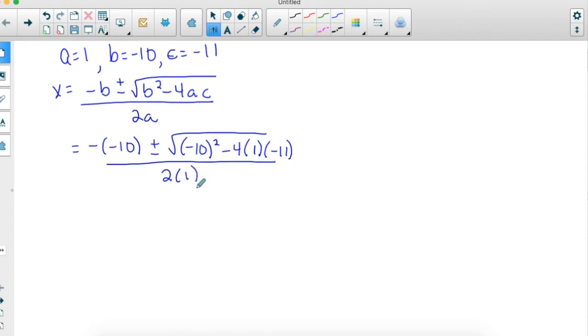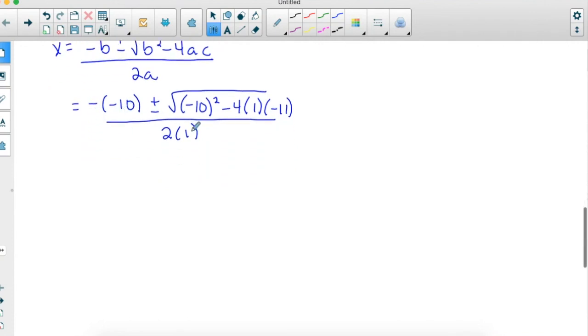Okay, let's simplify this. A negative times negative 10 is positive 10. So we have 10 plus or minus. Now inside the square root, we have negative 10 times negative 10, which is 100. And then here we're going to simplify this part. Negative 4 times 1 times negative 11 is positive 44. So we're going to say plus 44. All of this is over 2 times 1.